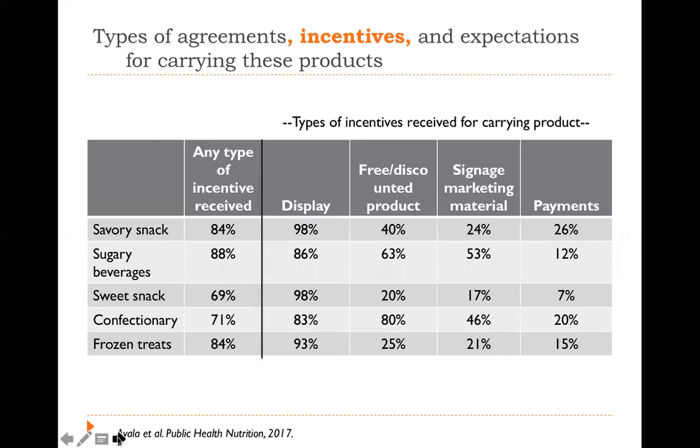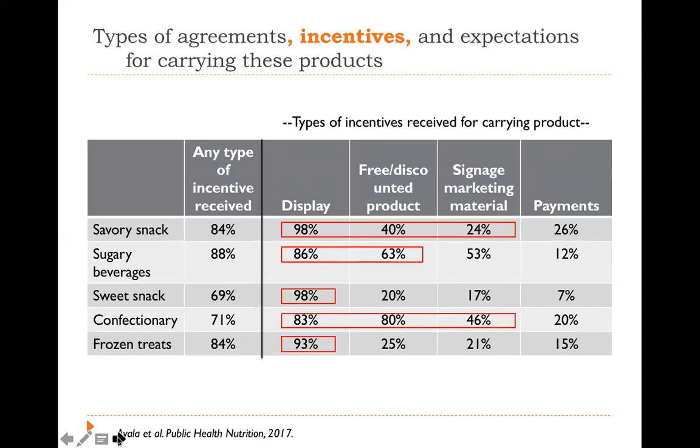We also looked at the types of incentives that people received for carrying a product. If you click through again, Jackie, I think you're going to click through 5 times. Yep. So you can see the standout places. Across product categories, it was very common to get displays. To some extent, at least for savory snacks, sugary beverages, and confectionery, it was common to get free or discounted products. And then for some categories, signage or marketing materials. Interestingly, payments were less common, it seemed, from our data across these food categories. Next slide, please.